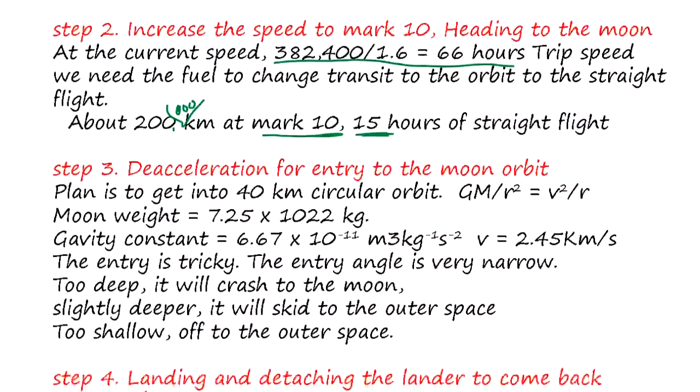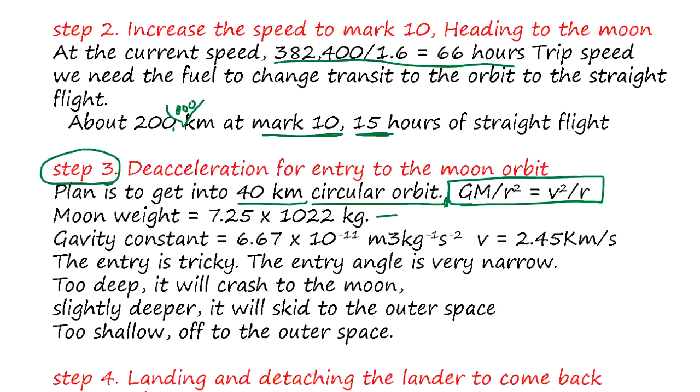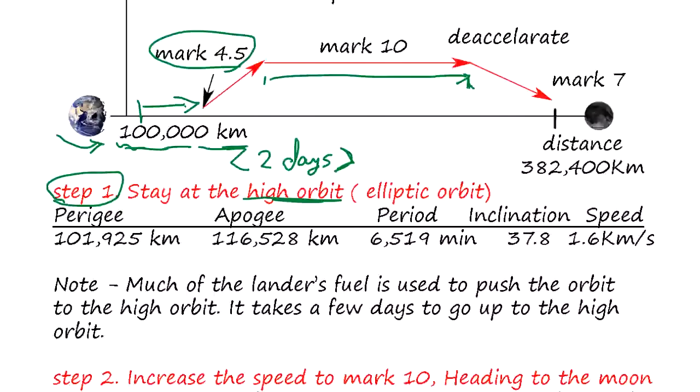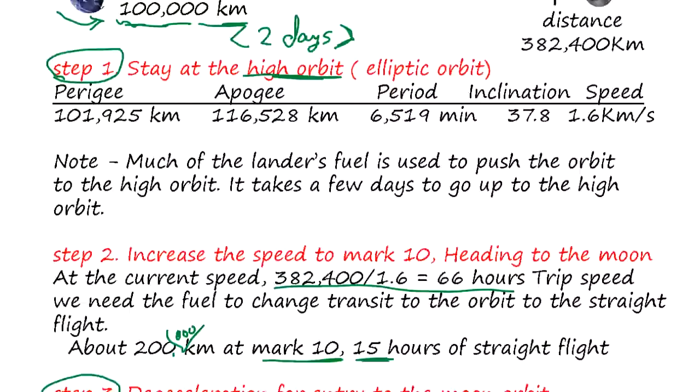In order to decelerate, step 3, you have to flip the flying object the other way around and start blasting the wrong way, and we have to get down to a 40 kilometer circular orbit. So you calculate with this physics equation, the moon's weight and the gravity constant, and it's going to be about this speed. So in the profile, we have to get down to about Mach 7 and slow down. If I could successfully get into the orbit, then the remaining part is just the landing procedure.